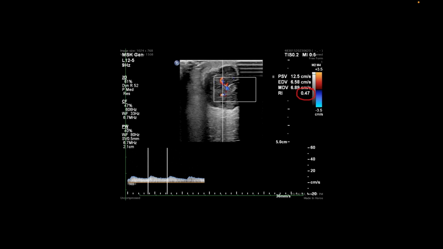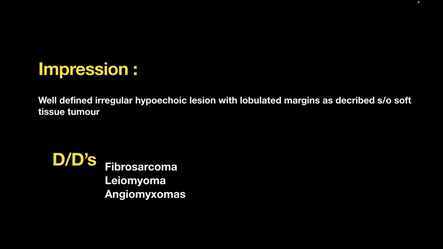So our impression was a well-defined irregular hypoechoic lesion with lobulated margins and moderate internal vascularity in the subcutaneous plane, suggestive of soft tissue tumor. And our differentials were fibrosarcoma, leiomyoma and angiomyxoma.